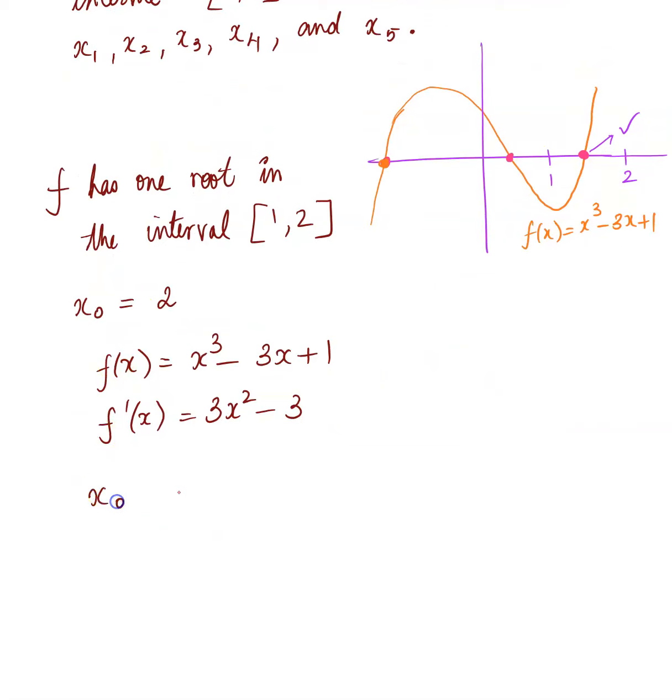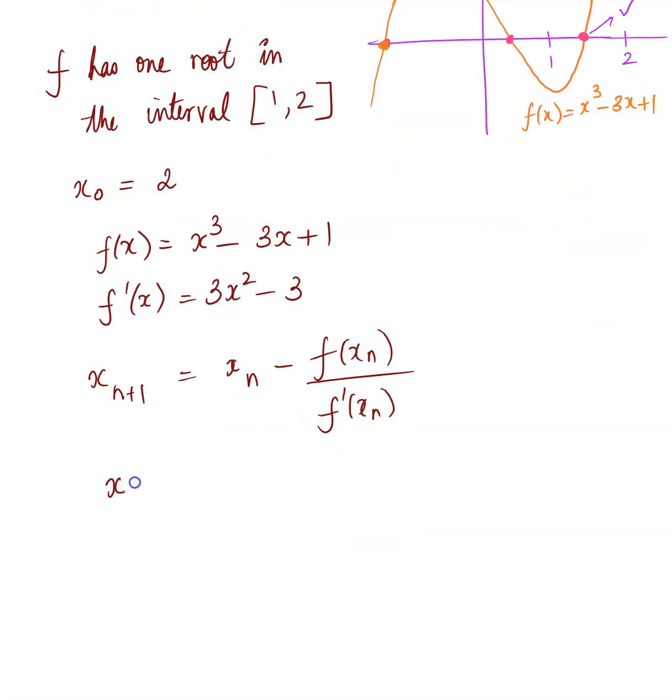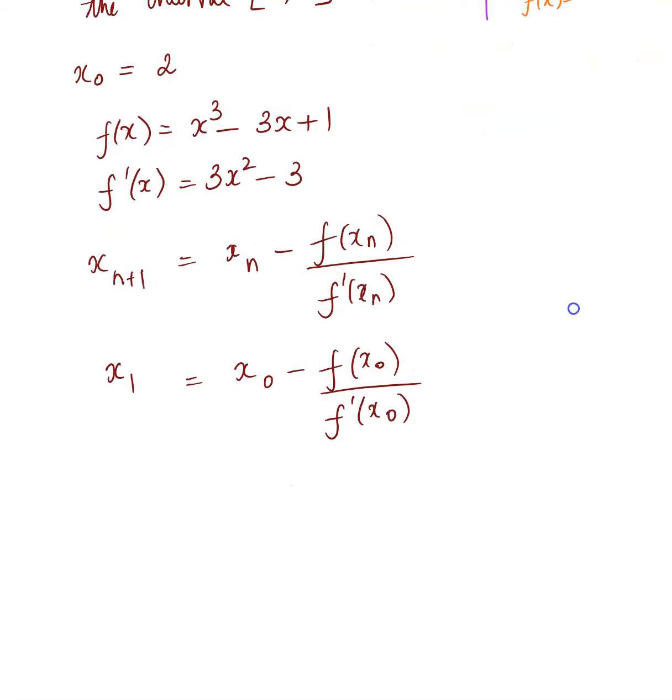So since x naught is given to us, let me write the formula again. Xn plus 1 is xn minus f of xn over f prime of xn. X naught is already given, so we'll start with x1. x1 will be x naught minus f of x naught over f prime of x naught. You can do this in a table too, but I just feel I need more room.